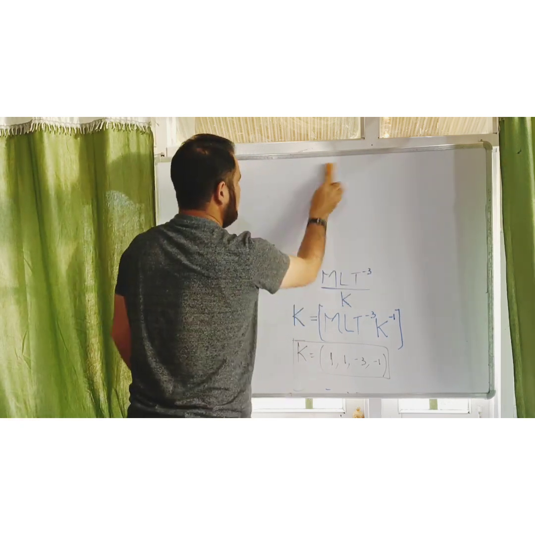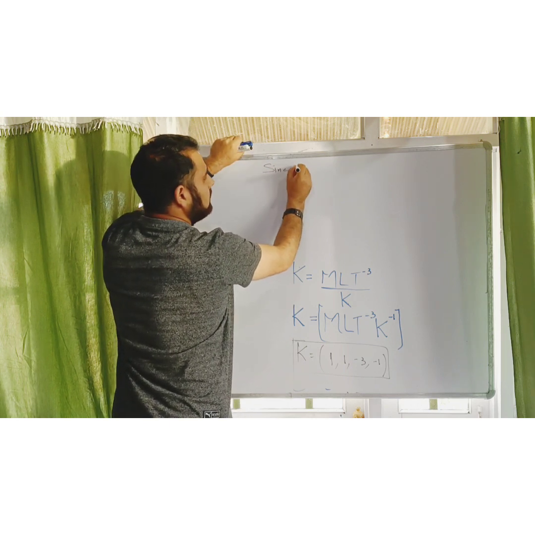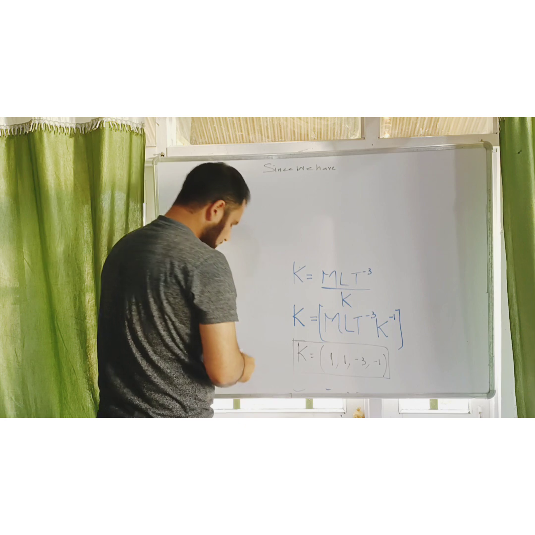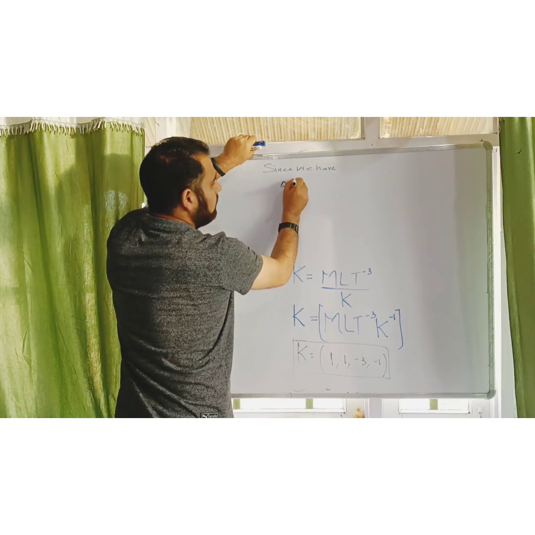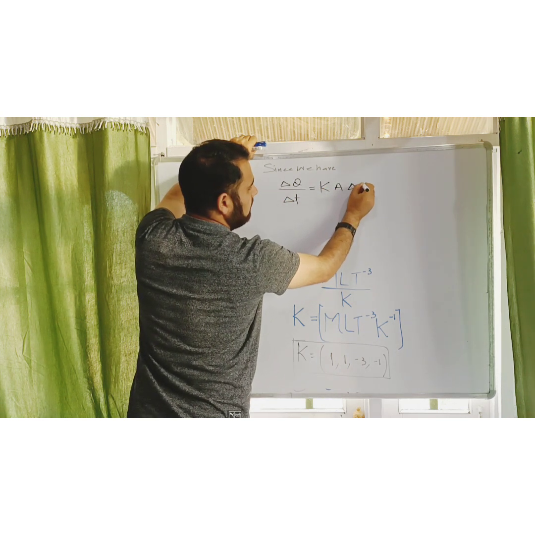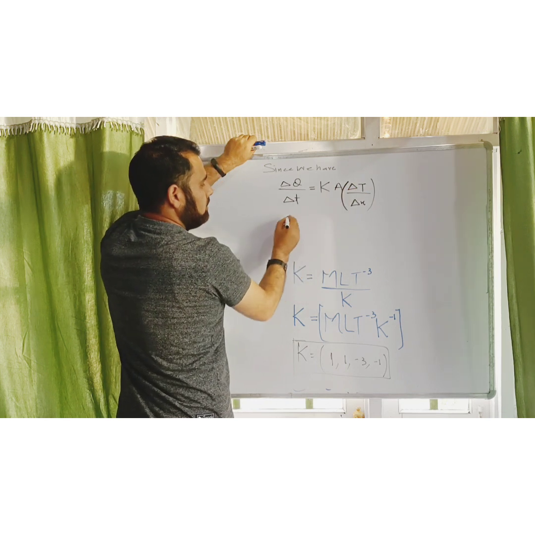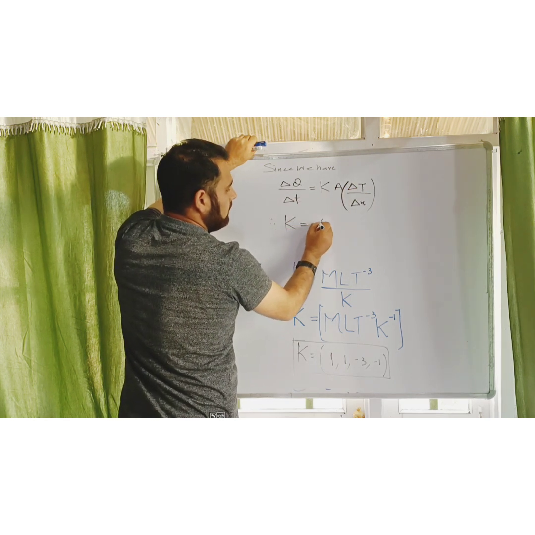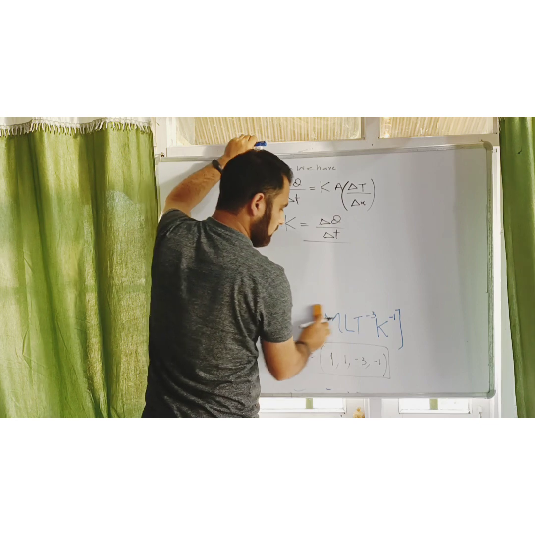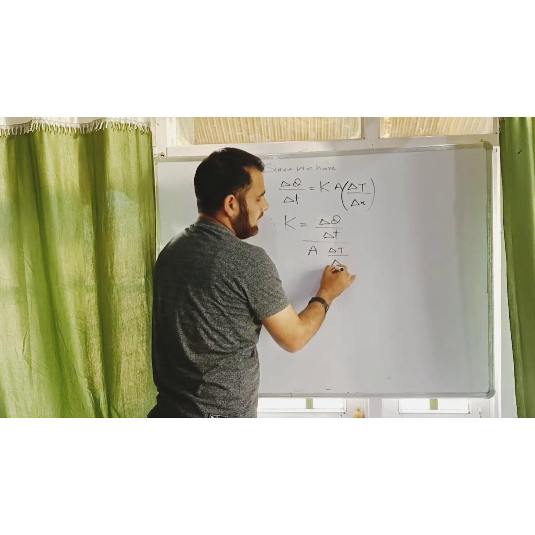The SI unit of thermal conductivity. Again, I will write here, since we have delta Q divided by delta T, that is the rate of transfer of heat, it is equal to K A into temperature gradient delta T by delta X. Therefore K is equal to delta Q divided by delta T, whole divided by A into delta T divided by delta X.